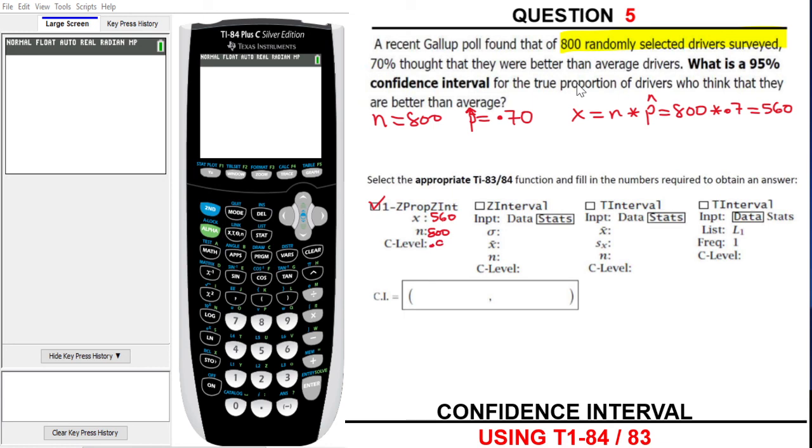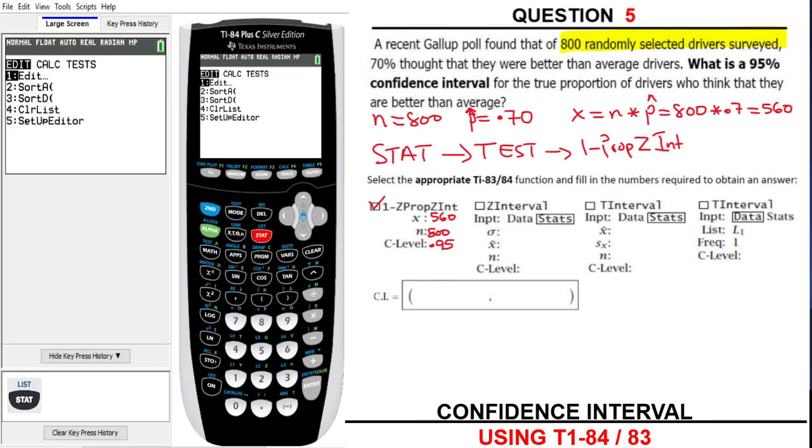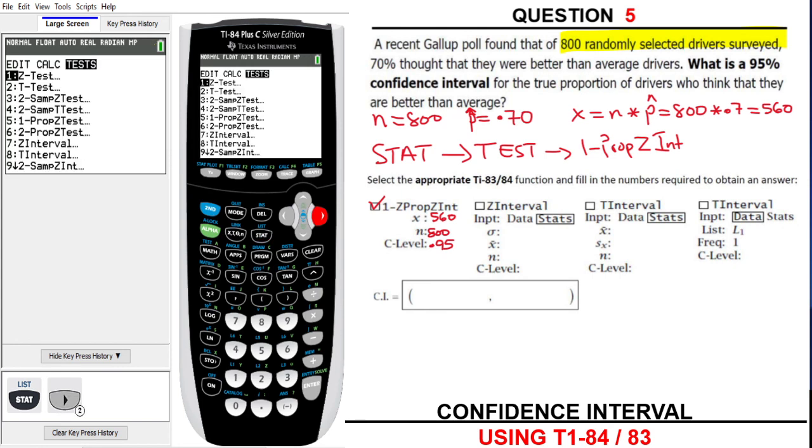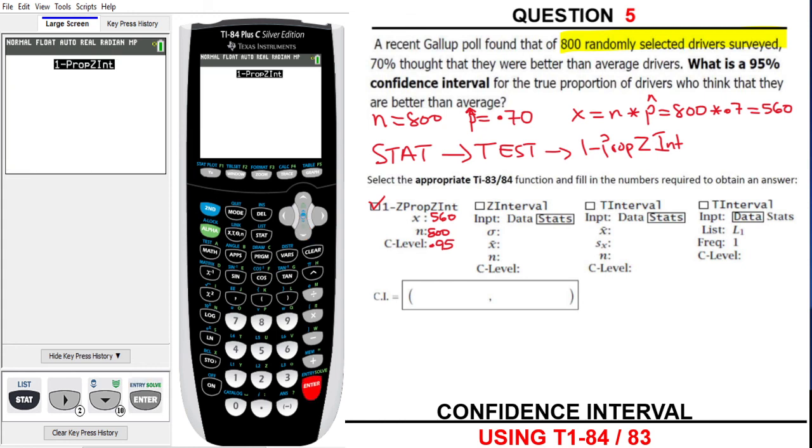So our confidence level is 0.95. Okay, so we will go to Start, then Test, then 1-PropZInt, and then we put in the information. All right, so let's go. Let's find out. Start. Then we go to Test. Then we scroll to 1-PropZInt. It's usually after the numbers, so that is A. And then let's press Enter to select that.